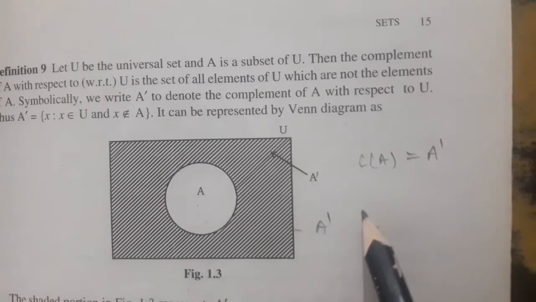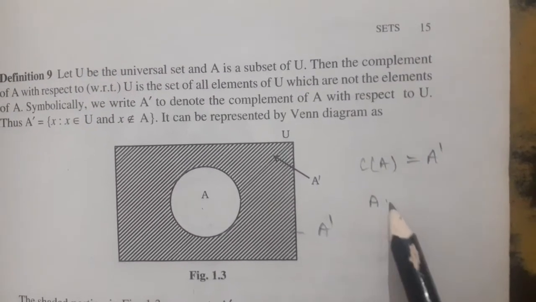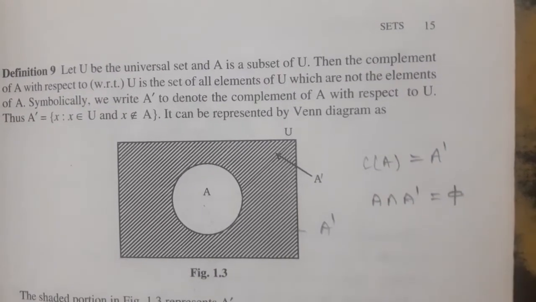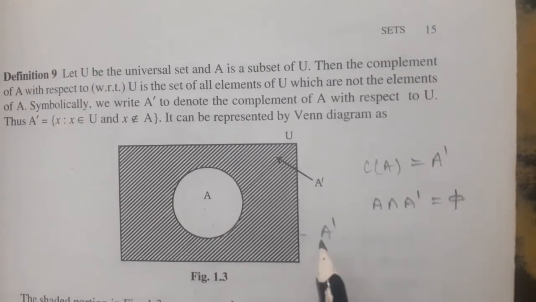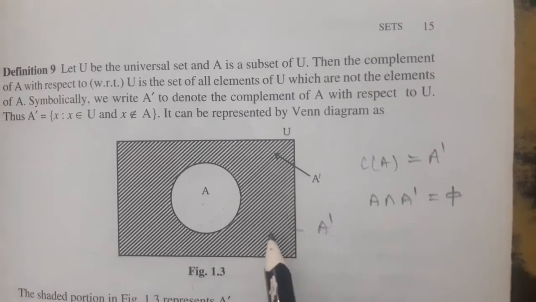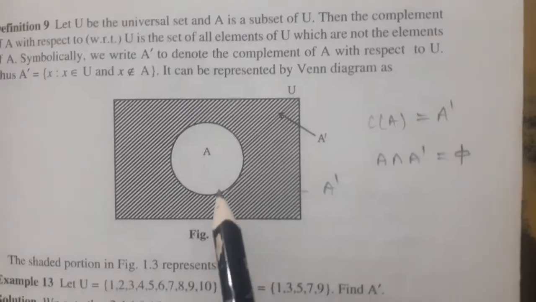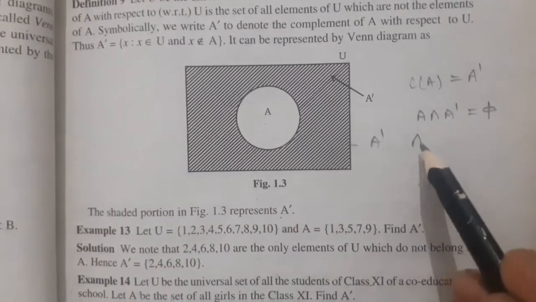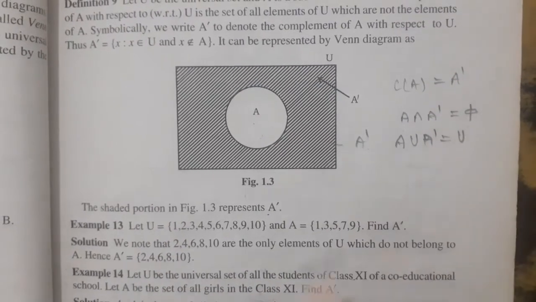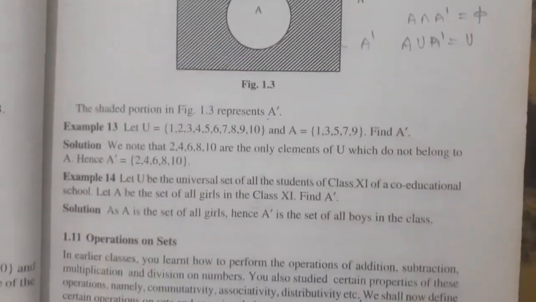Now here you can see there is no common element between A and complement A. Then what can we say? A intersection complement A is equal to the empty set phi. This shaded portion represents complement A and this is set A. इन दोनों में कोई भी चीज कॉमन नहीं है. There is no common element. This implies that A intersection complement A equals phi. And if we combine A and complement A, A union complement A, what is the meaning of this? This equals U, the universal set. In this way you can represent the complement set with the help of a Venn diagram.